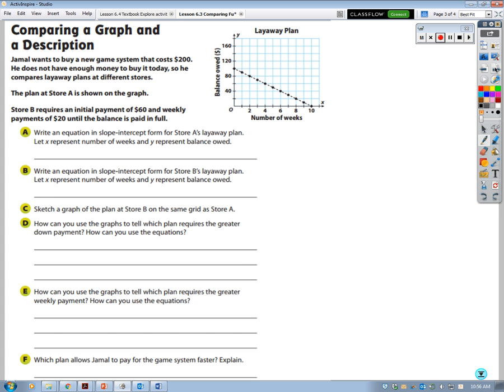And what we've got is Jamal, who wants to buy a new game system that costs $200. So $200 is the total cost. He does not have enough money to buy it today, so he compares layaway plans at different stores. Now, if you don't know what a layaway plan is, it's like a payment plan. So he doesn't pay it all at once. He pays it in small chunks over time. So this plan at store A is shown on the graph. Okay, so this is store A, right?